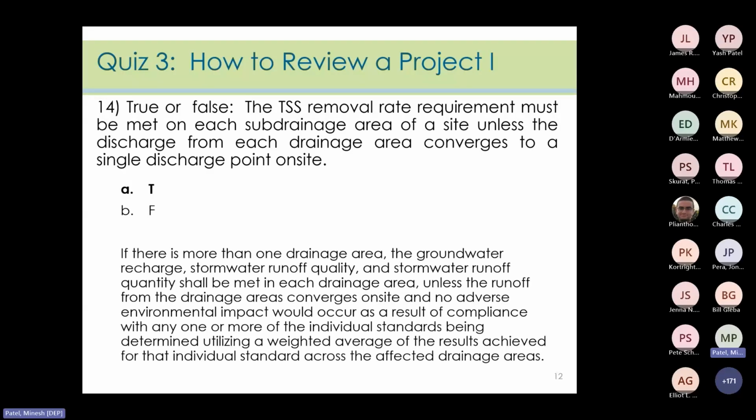So you have to meet the standards for each drainage area, but also be aware that if runoff from drainage areas do converge on site, and no adverse environmental impacts would occur as a result of compliance with any one or more of the individual standards, it can be determined utilizing a weighted average of the results achieved for that individual standard across the effective drainage areas.